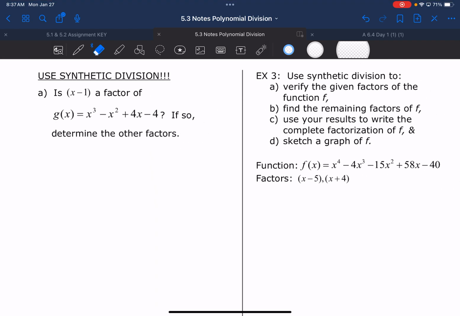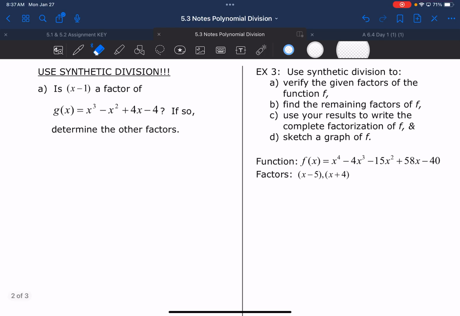All right, so part A says we're going to use synthetic division and that x minus 1 is our factor. Okay, so if x minus 1 is our factor, what am I going to put in the little box? Positive 1. Remember, we always are taking this, setting it equal to 0, and solving. Okay? And then I'm going to list out my coefficients. What are my coefficients here?